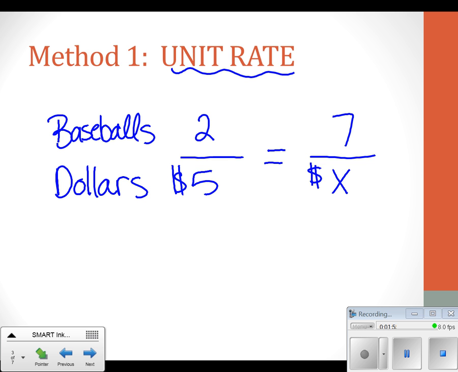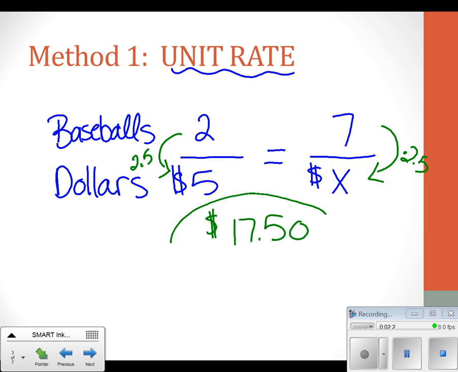So what we're showing here with unit rate is that 2 times 2.50 is $5. Well, on the left side, from the top to the bottom, if I'm multiplying 2 times 2.5 to get the bottom, then that would be the same on the other side. I would take 7, multiply it by 2.5, 7 baseballs times $2.50 gives us a total of $17.50. This is using the unit rate, where we're looking at how much is just the 1 to help us figure out how many 7 would be.